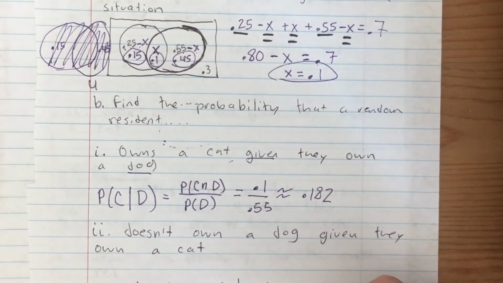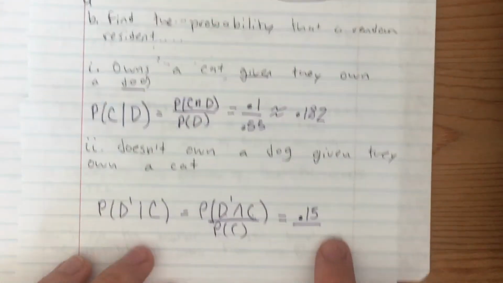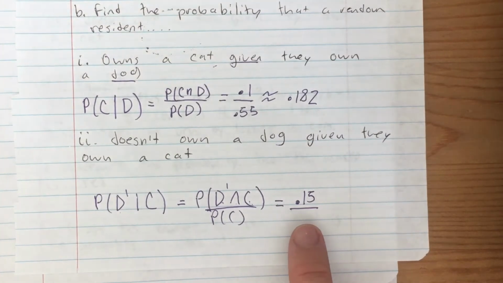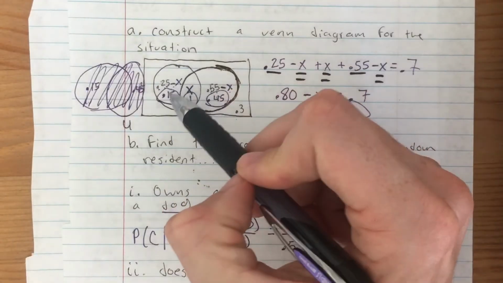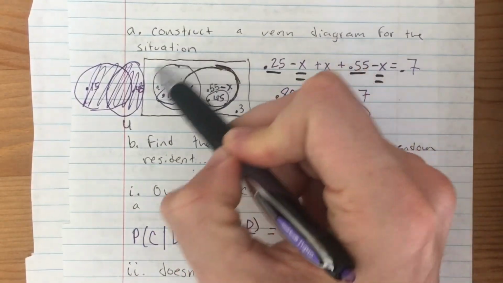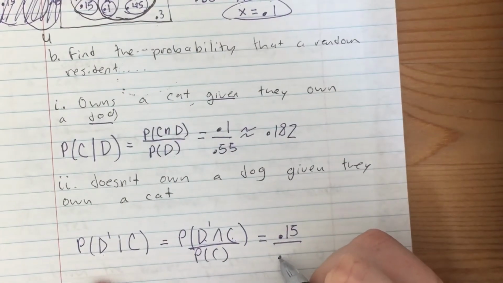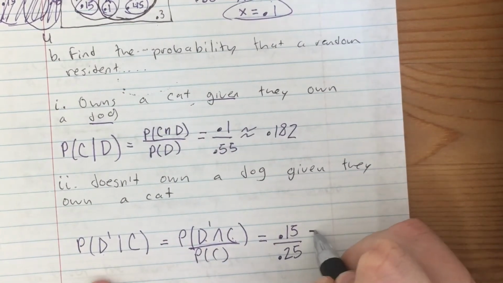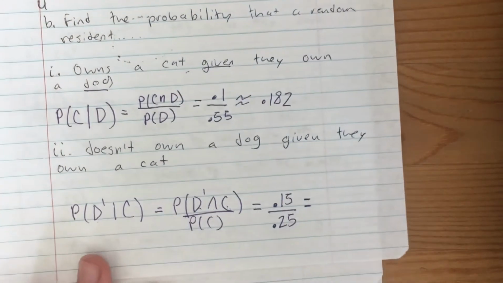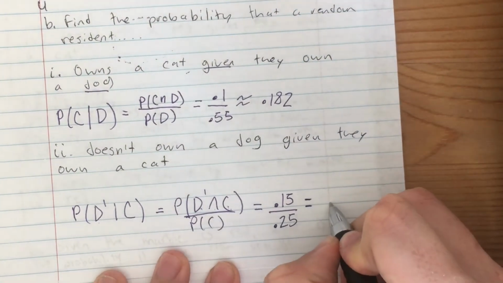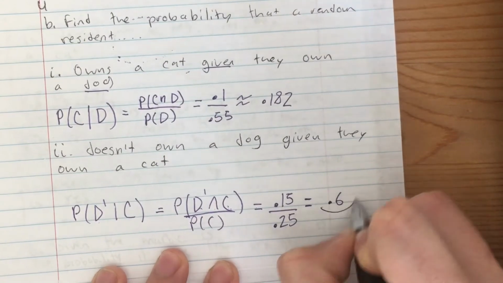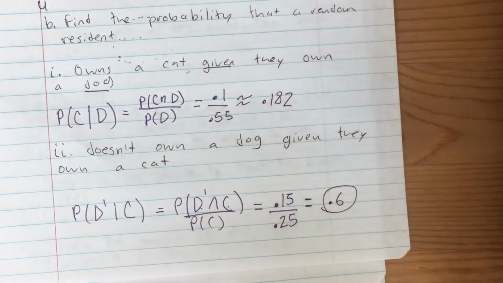So that would be 0.15 divided by the probability that somebody has a cat. So we have to take what percentage of cat owners. The entirety of this cat circle right here is 0.25. And so now we've got to calculate that probability. You can just use a calculator to do so. It is 0.6 or 60%.